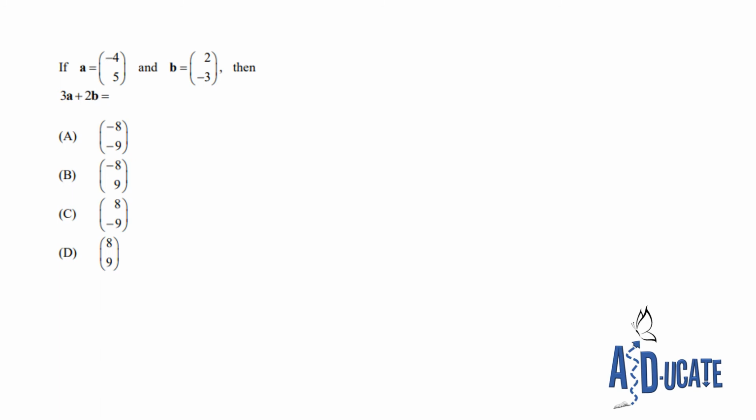In this question, we're given two vectors, vectors a and b, and we are asked to find the sum of 3 times a and 2 times b. So we could write that out. 3 times a plus 2 times b. And that would equal to, we have the scalar quantity 3 times -4, 5, plus 2 times 2, -3.